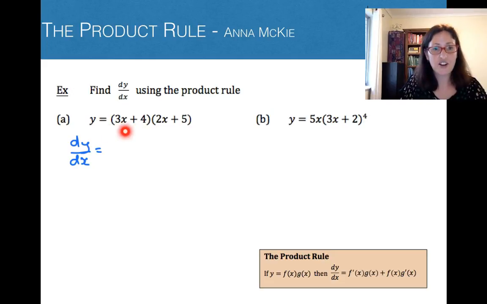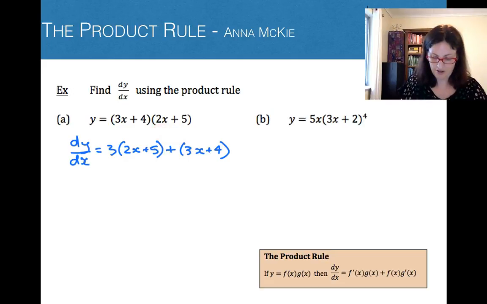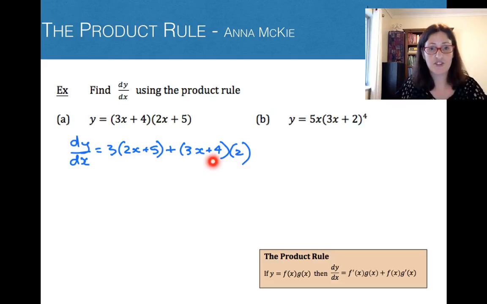So the derivative of this, you just have to differentiate the 3x, would be 3. So differentiate the first, leave the second, which is this one. And then you add where you leave the first. So that means don't touch it, just copy and paste and differentiate the second. So the second function is 2x plus 5. The derivative of that would just be 2. And so that's our answer for the derivative of that function using the product rule.